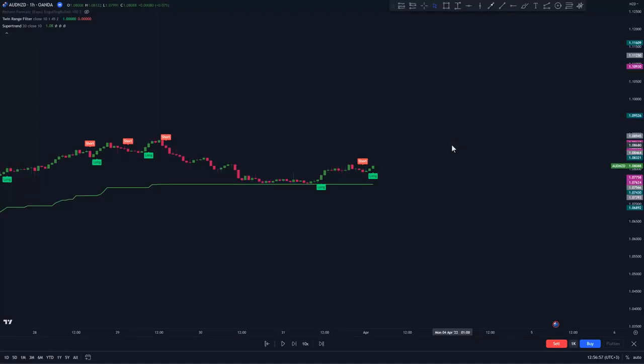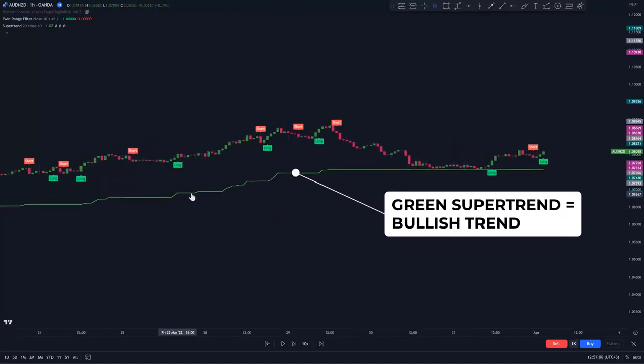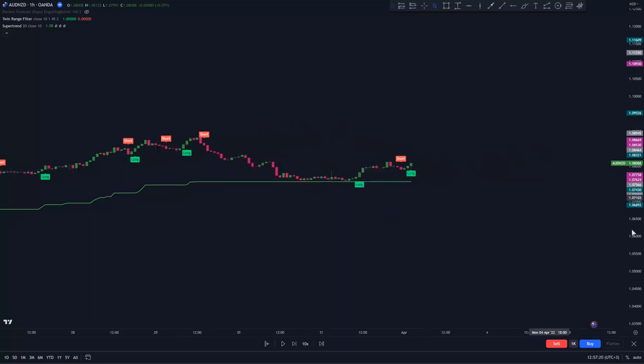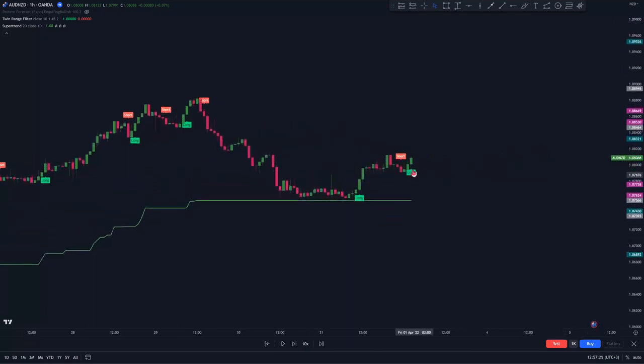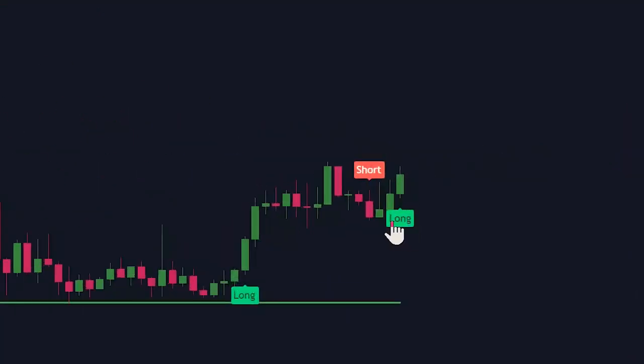Now, to take a long trade, these are the conditions. First, the super trend indicator should be colored green and the price should be trading above it to indicate that the market is in a bullish trend. Second, the twin range filter should print a buy signal, like this one. This now becomes our potential entry candle.